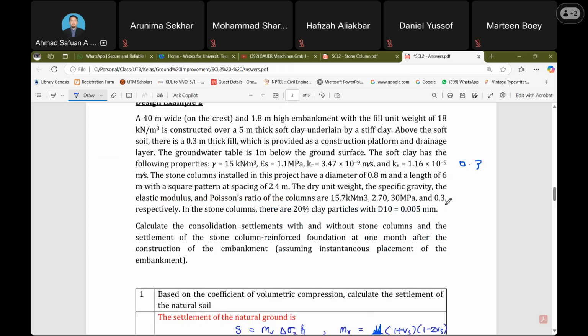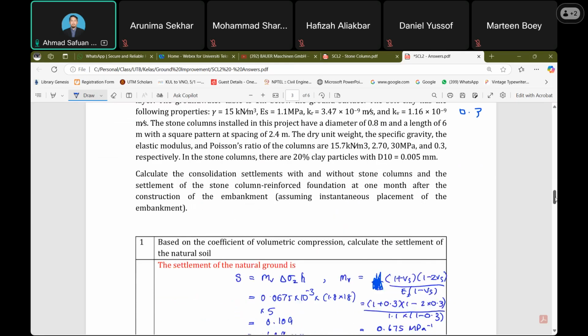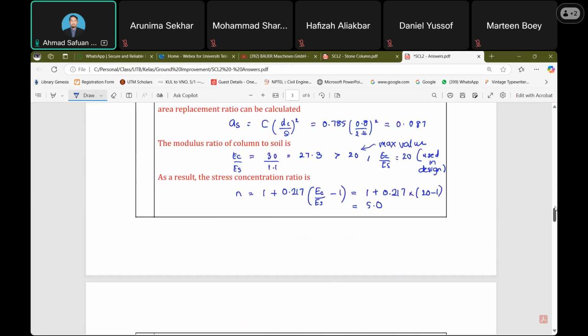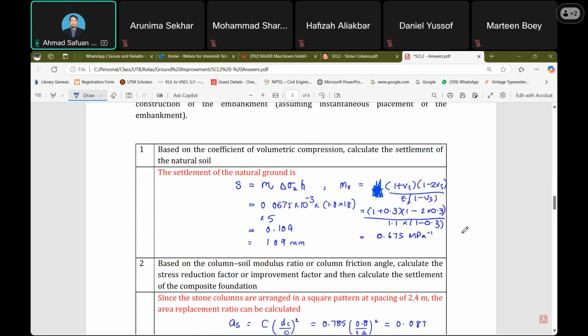Okay, because it's very soft, so it tends to deform up to 0.4 in terms of Poisson ratio. So for granular material, 0.3 is acceptable, but for the soil it is 0.4. But in this example, they use 0.3. So then we obtain MV is equal to 0.675.